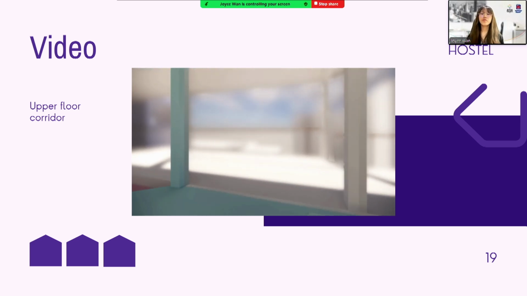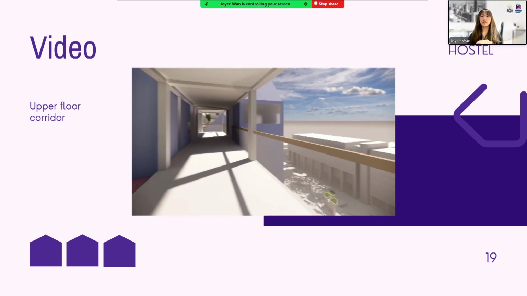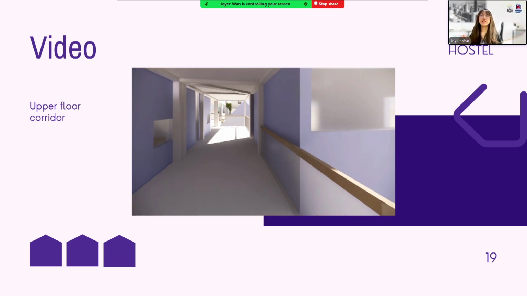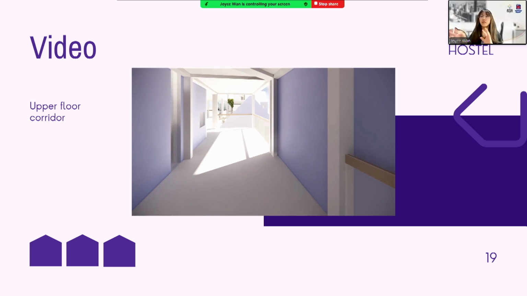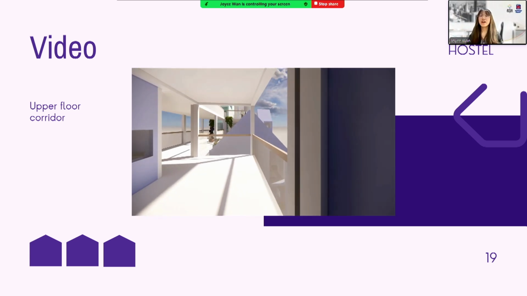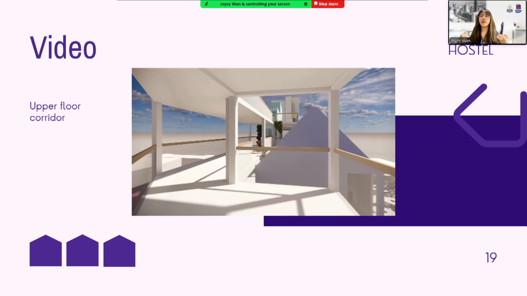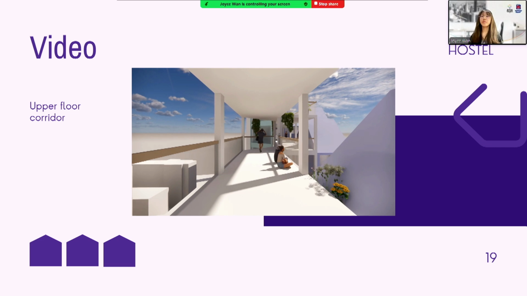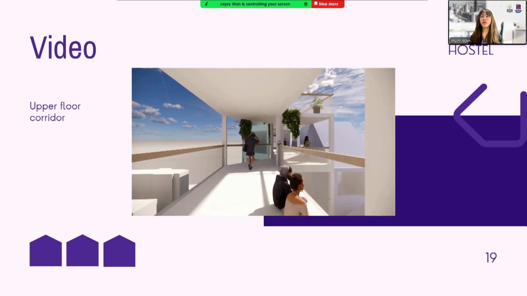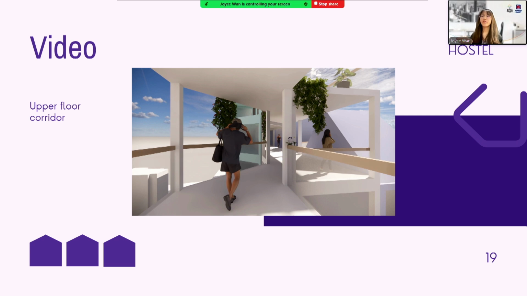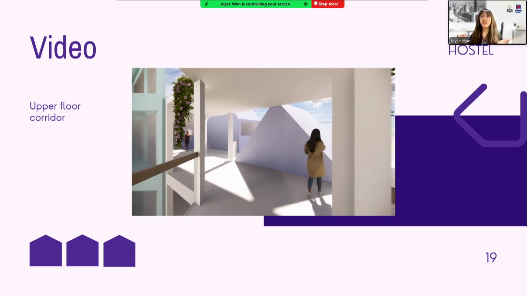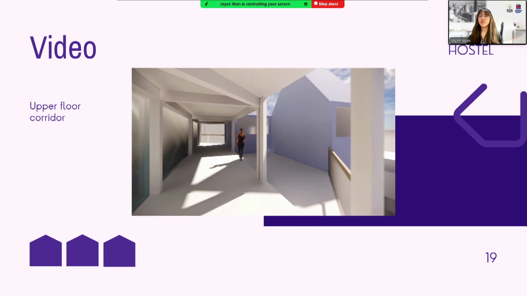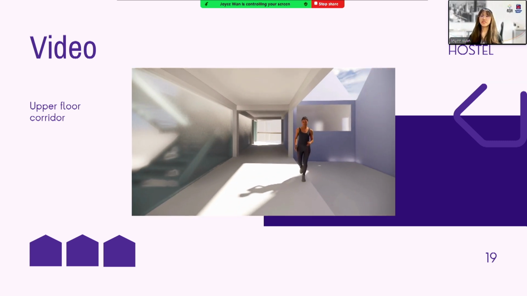And the next video provides a view from the stairs and going through the upper floor corridor. So you can see rooms are on the two sides of the corridor. People come outside and they can walk casually, talking with other guests from different countries, and also have a view of the beautiful Moon area. So this is the video I want to show.